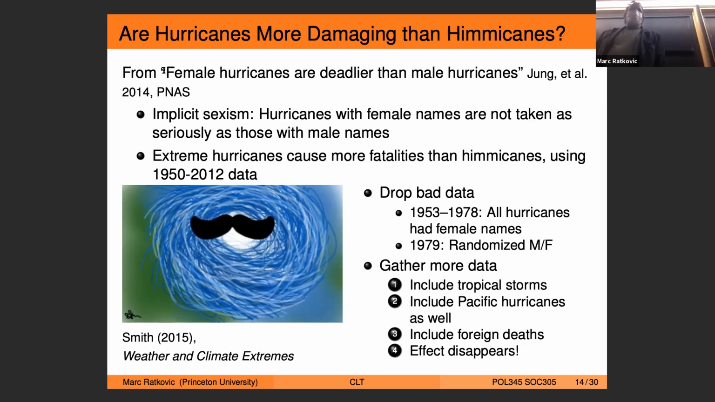Imagine you live in Florida, there's a hurricane coming, and you say, oh my God, there's a hurricane coming. Hurricane George is coming. And then someone says, oh, no, it's Hurricane Jennifer. And you go, oh, phew. No. Always do those sorts of gut checks in these studies. They actually refer to the hurricanes in the paper as hurricanes and himicanes. Yeah, I know. But they argued that there was implicit sexism. Hurricanes with female names are not taken as seriously as those with male names.